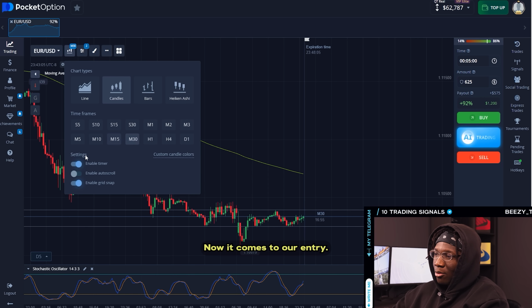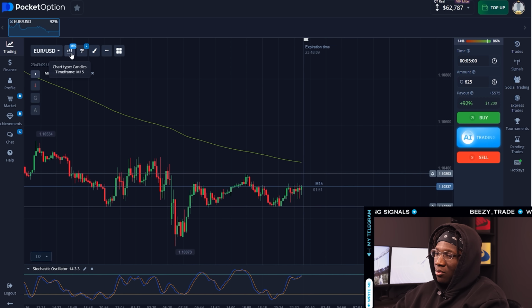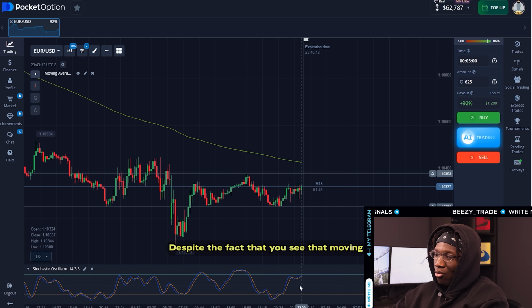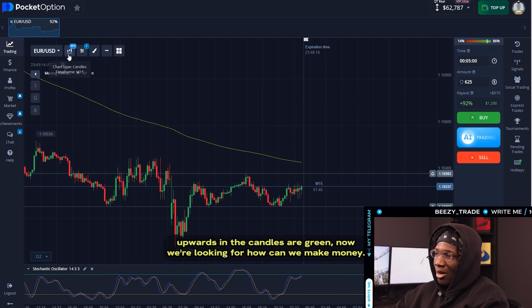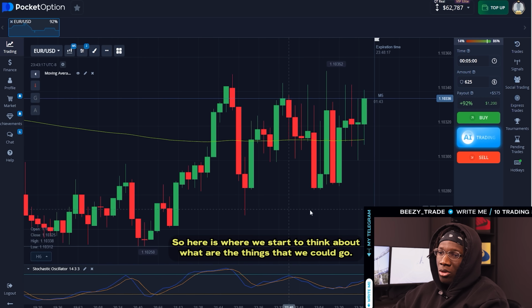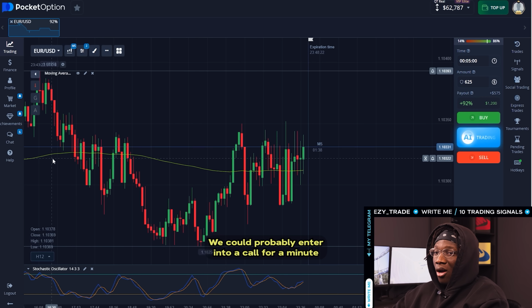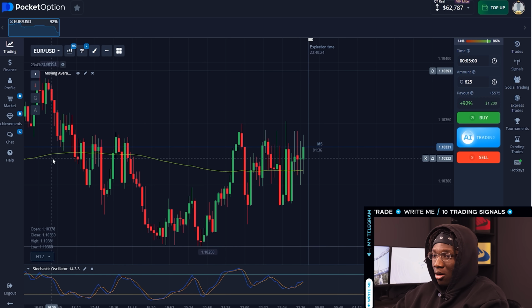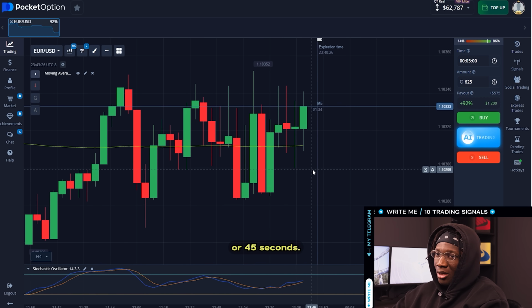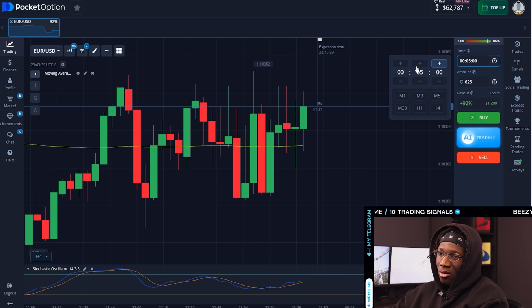Now it comes to our entry. Now we know we're in a downward trend, despite the fact that you see that moving upwards and the candles are green. Now we're looking for how can we make money. So here is where we start to think about what are the things that we could go. We could probably enter into a call for a minute, or for 5 seconds. I think that we could be able to take a little bit of profit off of this.